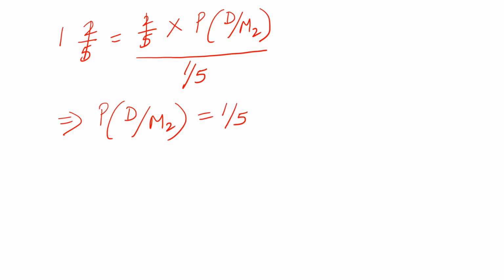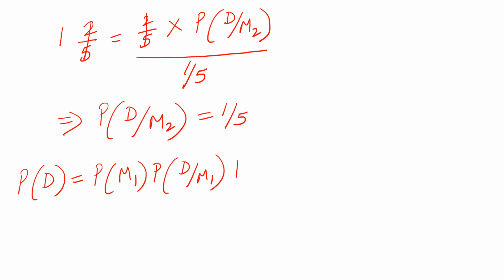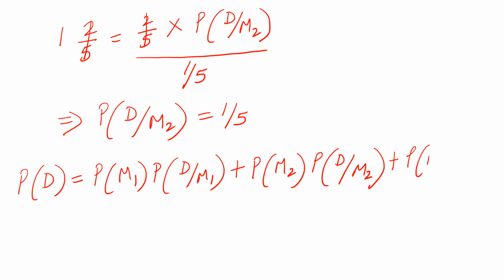Now students, I will use total probability theorem to write the expression for probability of D, which is equal to probability of M1 into probability of D by M1 plus probability of M2 into probability of D by M2 plus probability of M3 into probability of D by M3.